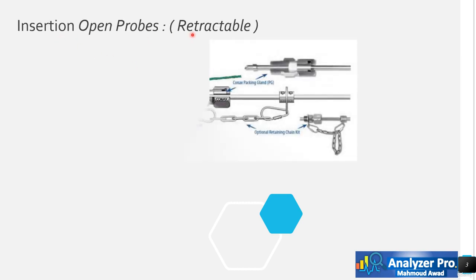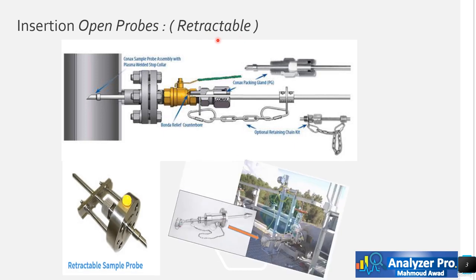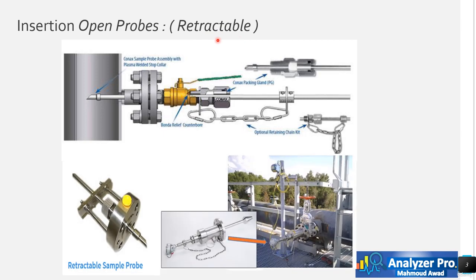Insertion open probes or retractable probes. Insertion probes are used when the pipeline is subjected to pigging operation we have discussed before, or the probe needs to be cleaned periodically. Insertion probes should have a mechanical restraining device to prevent the probe from blowing out when the packing gland is loosened.